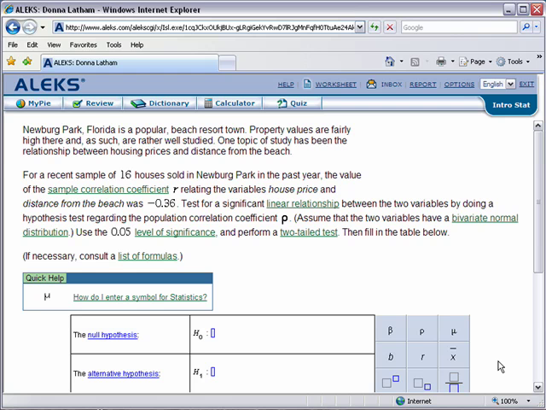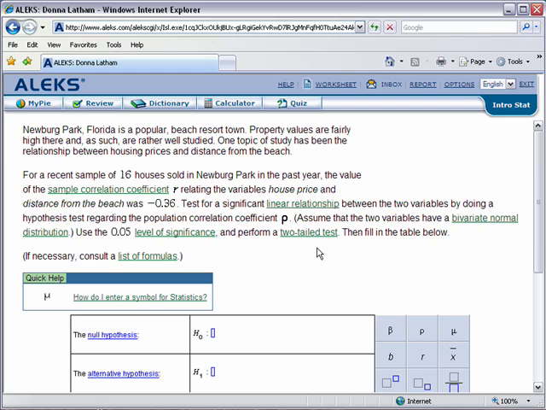We want to test for a significant linear relationship between the two variables by doing a hypothesis test regarding the population correlation coefficient ρ. Assume that the two variables have a bivariate normal distribution and use the 0.05 level of significance and perform a two-tailed test. Then fill in the table below.